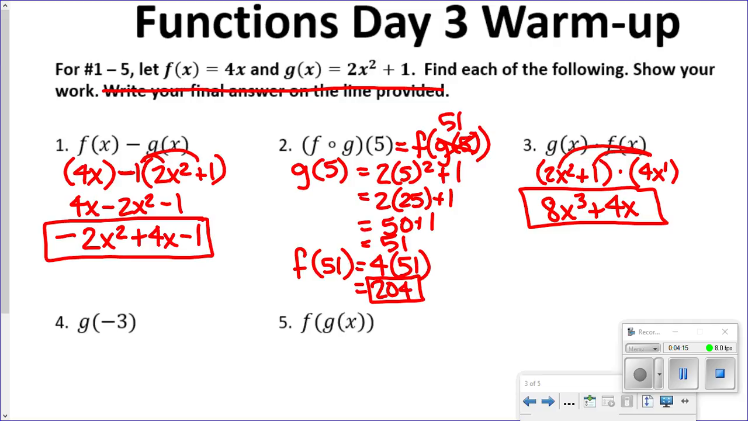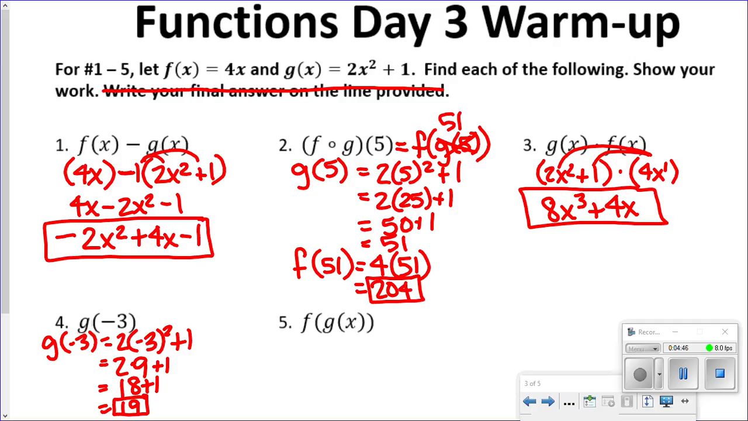Okay. All right, on this one, g of -3, which means you should have plugged in -3 for x in the g function. So 2 times -3 squared plus 1. So order of operations, we do the exponents. So -3 squared is 9. So 2 times 9 plus 1. So that's 18 plus 1. So then your final answer is 19. So 19 is what you would write on your final answer line.